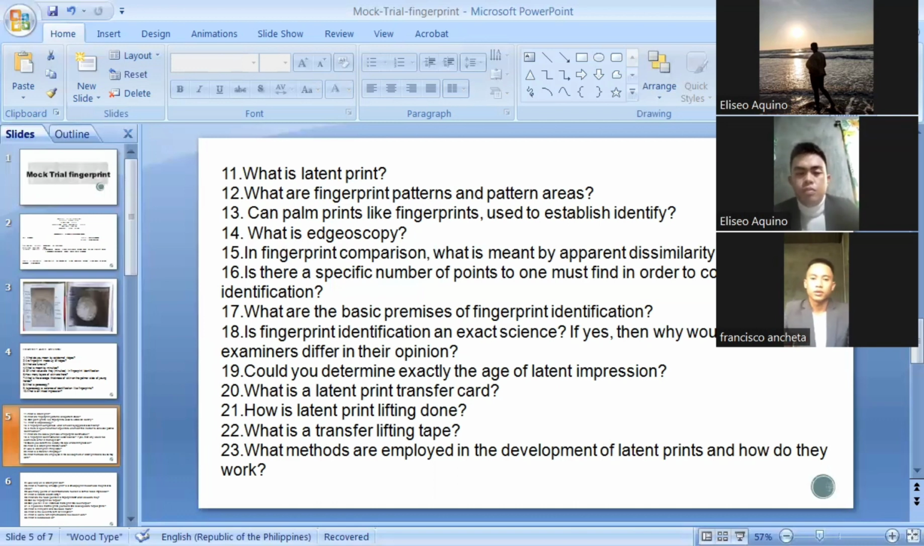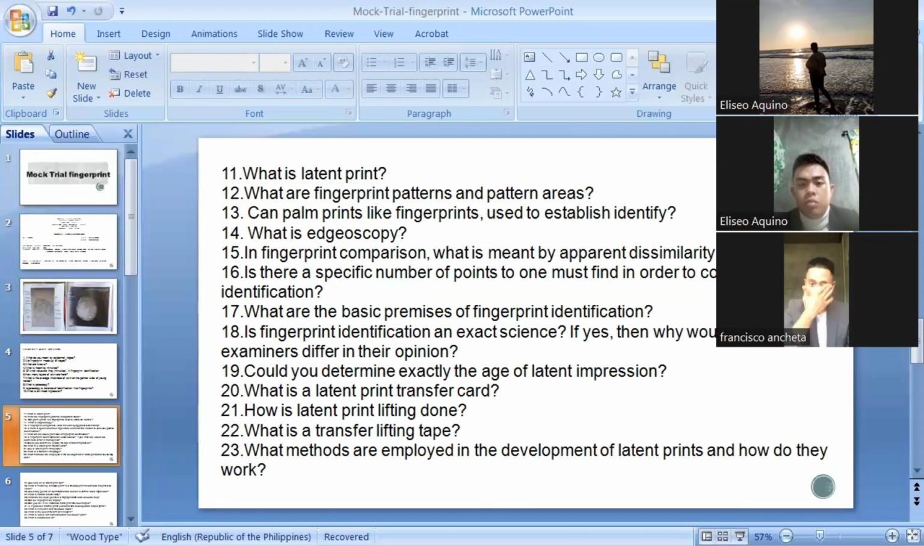So, could you determine exactly the age of a latent impression? There is no specific way to determine the time a latent print was deposited on a surface. Next question is, what is a latent transfer card? The impression left on an item through the transfer of perspiration and oils from the friction ridge to the item itself.